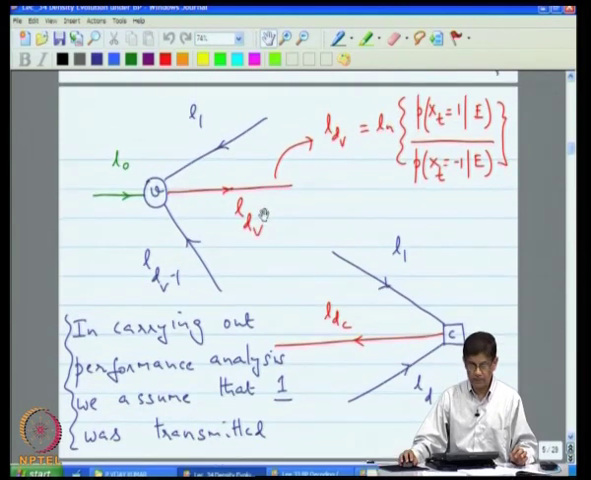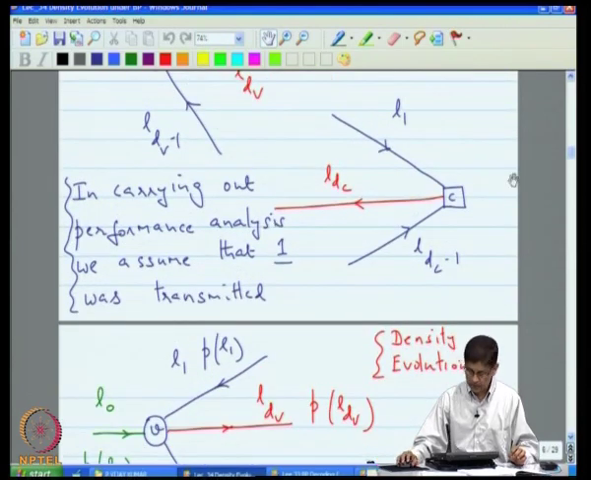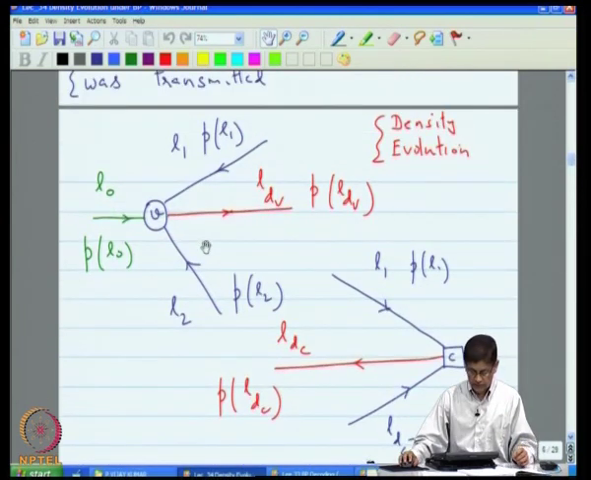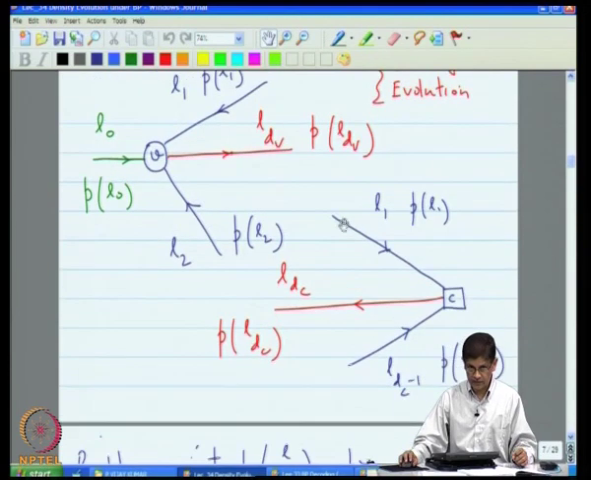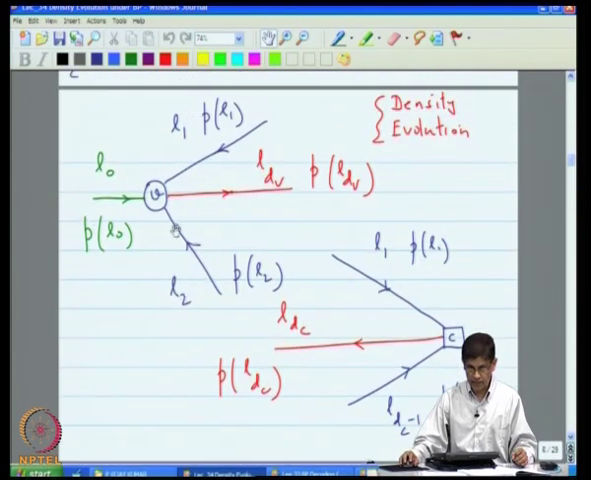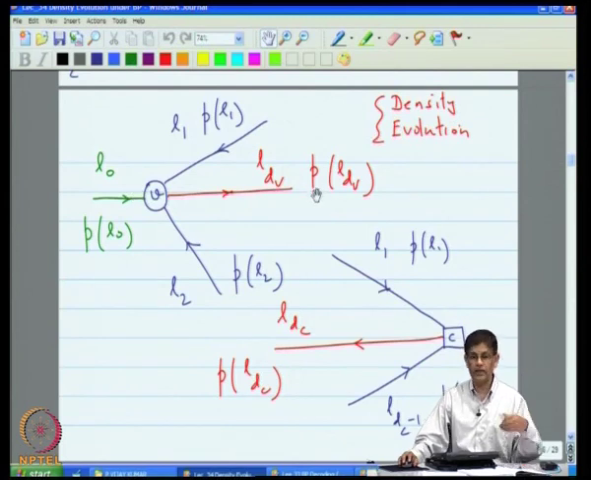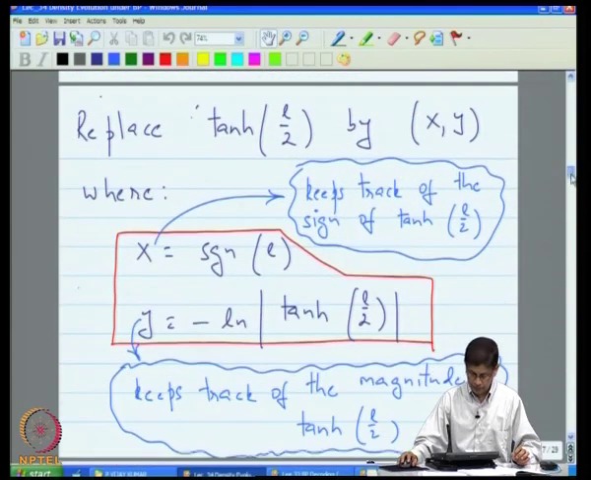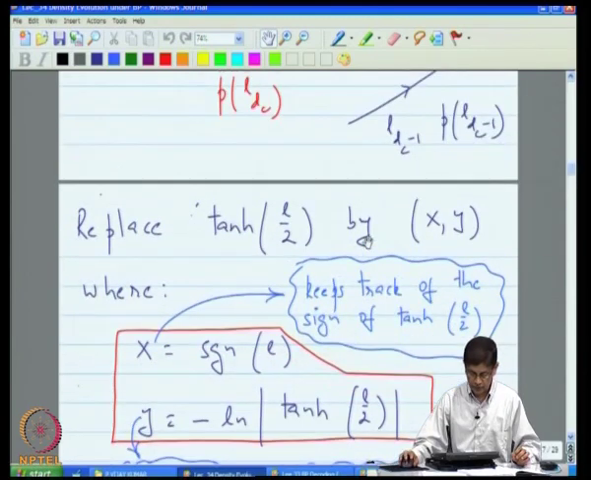And in performance analysis, you are actually interested in finding out what is the probability that my message is incorrect. But rather than do that, what we actually do is carry out something called density evolution, where we try to determine not just the probability that this takes on a negative or a positive value, but actually the entire density function. Using the incoming density functions, we provide the outgoing density function both at a variable node as well as a check node. That involved quite a bit of computation.